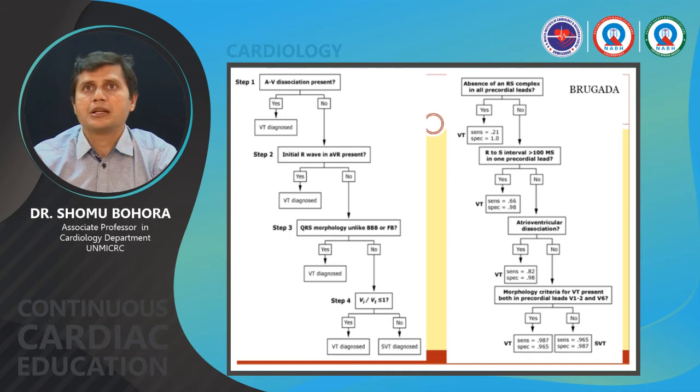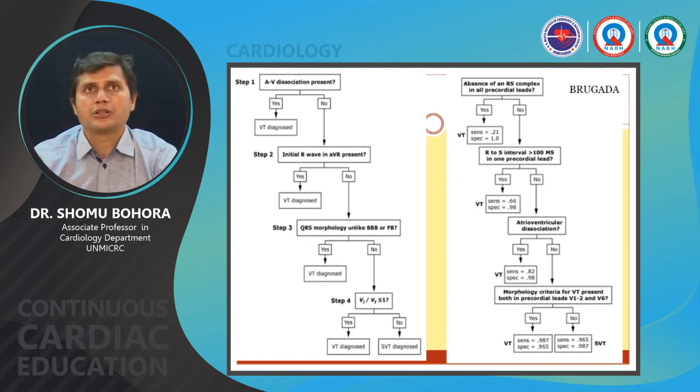If it is absent, then you go to the third step, whether atrioventricular dissociation is present, and if it is present, in the presence of P waves which are lesser than QRS complexes, capture or fusion beats, then it is likely to be ventricular tachycardia. If it is absent, then you can go for the morphological criteria which we have discussed prior. Presence of atypical bundle branch block is likely to be a ventricular tachycardia, and absence of atypical bundle branch block is likely to be SVT with aberrancy.